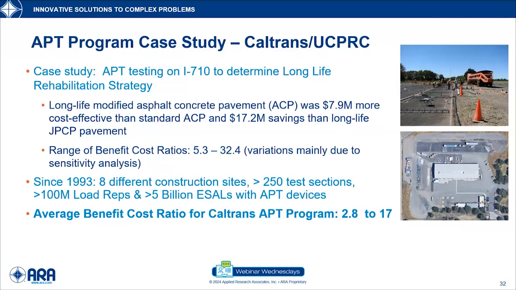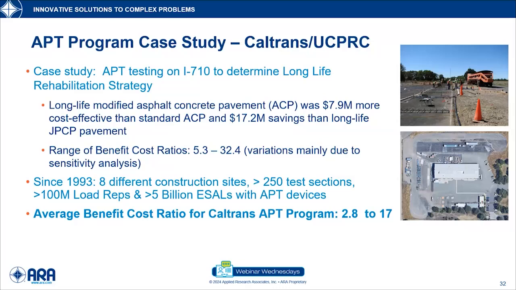So they did a life cycle cost analysis and determined failure, and it was proven that the long life modified asphalt concrete was around $7.9 million more cost effective than the regular asphalt concrete pavement, again based on lifespan, and also more effective than the modified JPCP, mainly due to initial cost. So they ran a range of benefit cost ratios using sensitivity analysis, again not taking into account user costs or agency costs, which are a little bit harder to account for. But without those factors, the benefit cost ratio that they got on only one single experiment was between 5.3 and 32.4, which for some of you might sound too high, but that's really what we see in the majority of APT experiments: significantly high ROI.